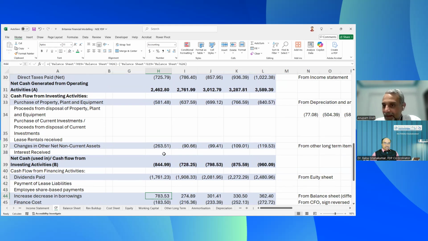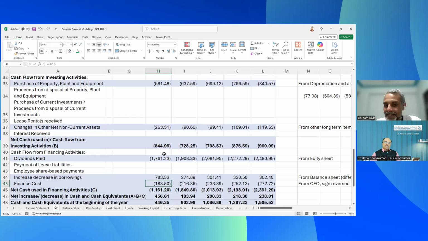Then if the borrowings are increasing, that means cash flow positive, right? So in this case, our borrowings are increasing over the previous year. So cash flow positive. Finance cost, which we have initially added, now we reduce it in the cash flow from financing activity. We arrive at cash flow from financing.